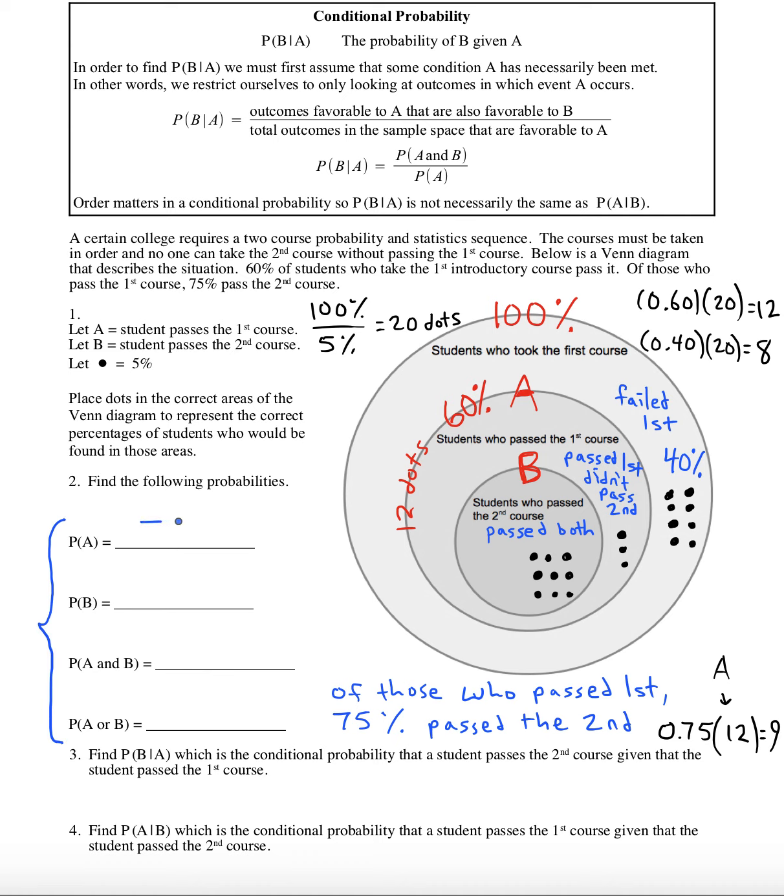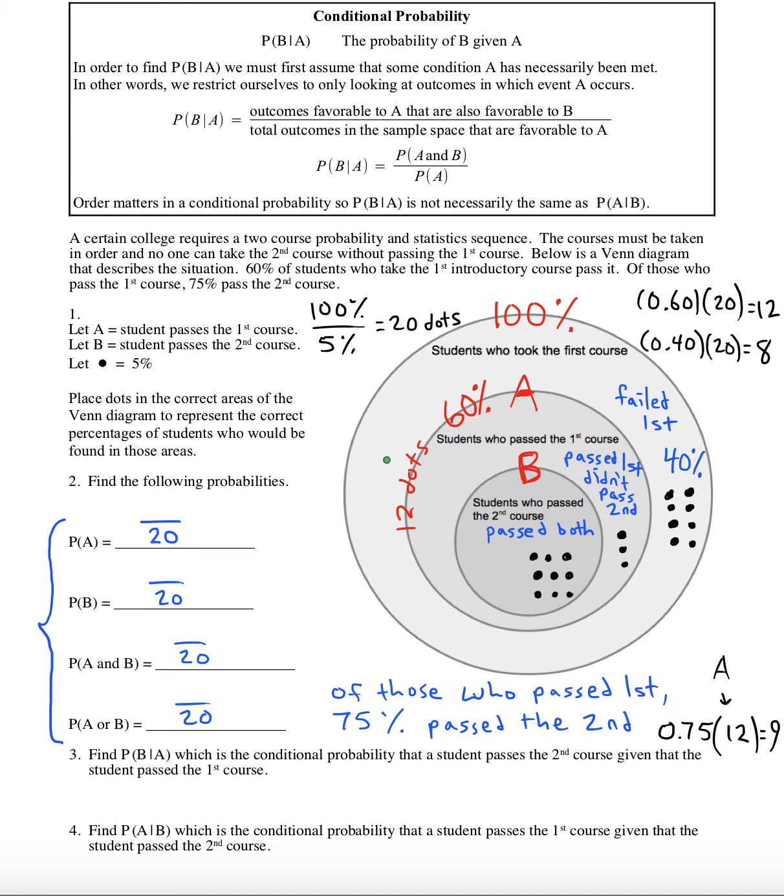So that means that all their denominators are going to be out of the entire population of 20 dots. Conditional probabilities restrict the denominator to just a portion of the overall population, as we'll see. But these are the type that we had done before. So let's find the probability of just A.